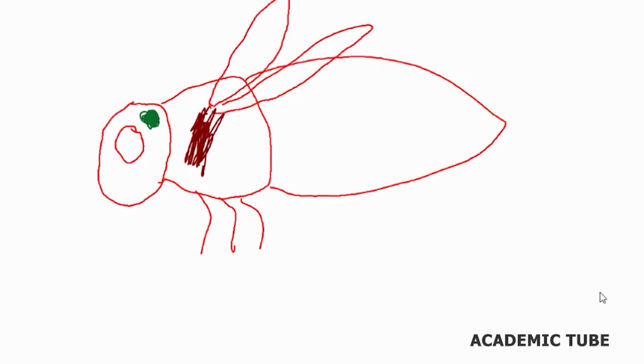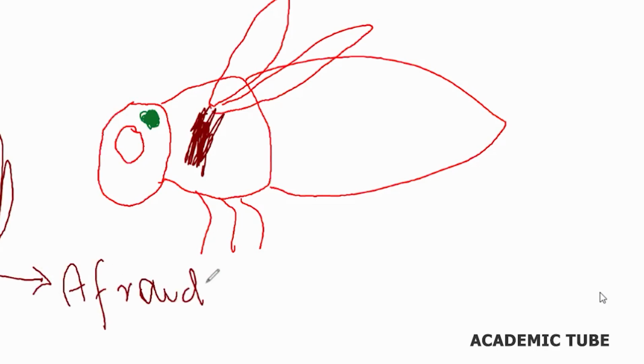Now this is our hand. Now we use the word afraid. We say that the insect is very much afraid of us. Now this afraid, this thing is our concept. The insect is very, very simple.